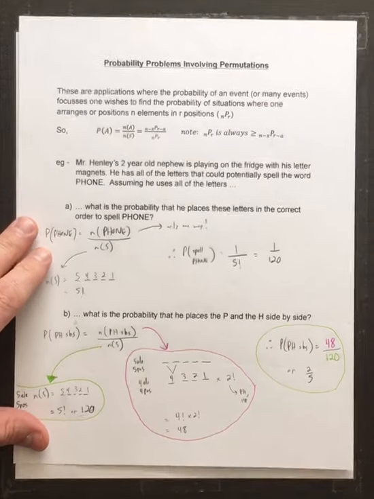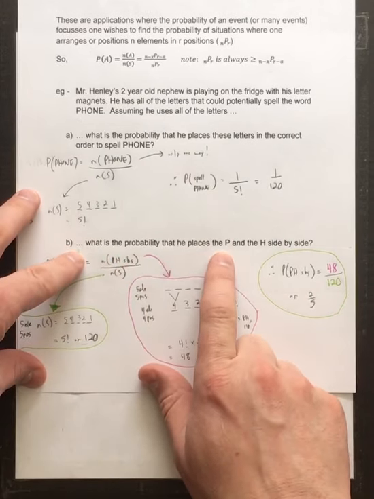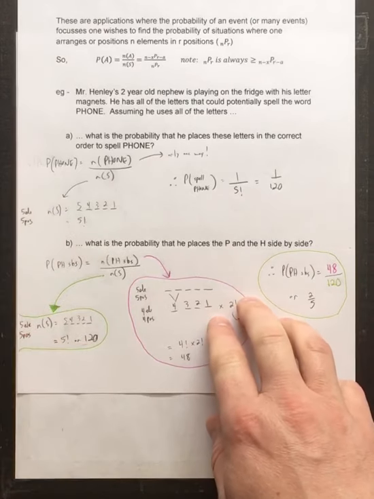Okay, so let's look at a more complicated question. What is the same situation? What is the probability that he places the P and the H side by side? Hopefully you remember doing these types of questions when we were doing our permutations and combinations unit. But either way, this is where we have to exercise this idea.